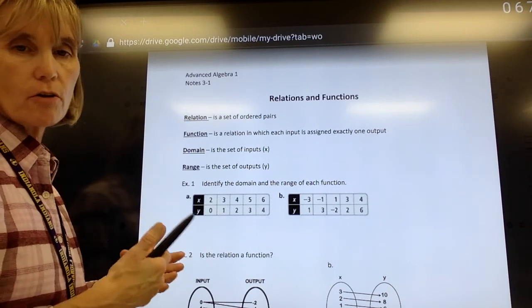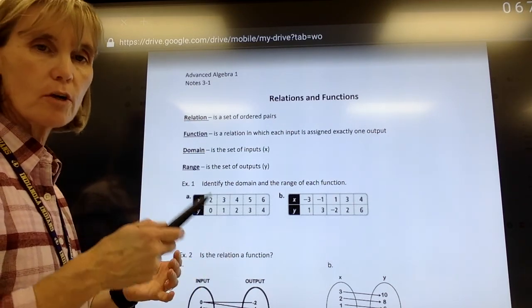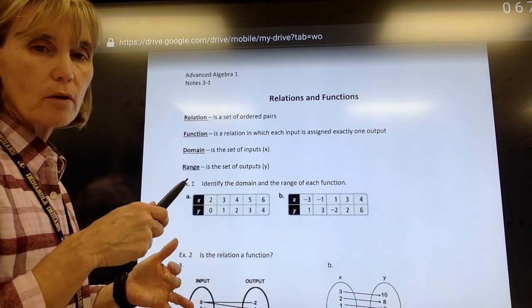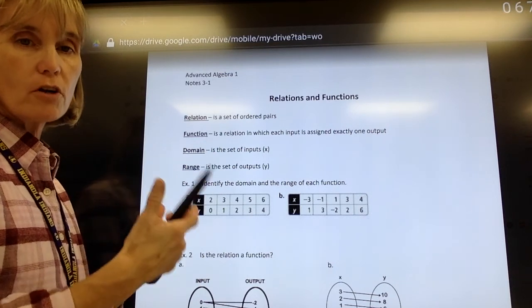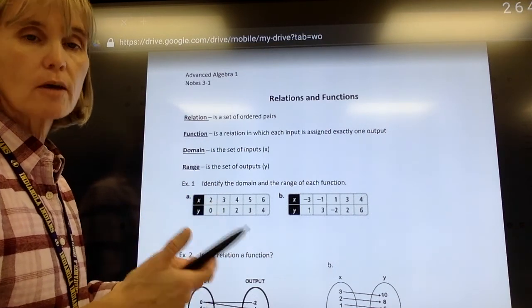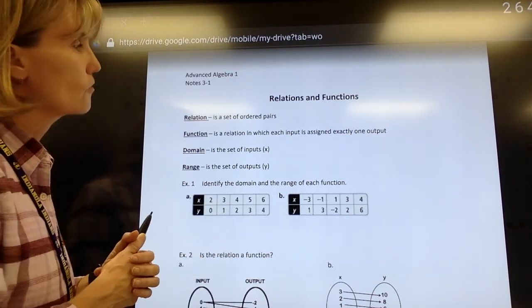Okay, what functions are, they are just equations. And we've been looking at equations in slope-intercept form. We've been looking at equations in standard form. We've been looking at equations in point-slope form. Well, functions are equations. They are the same thing. We're just going to show you a little bit different notation for those.